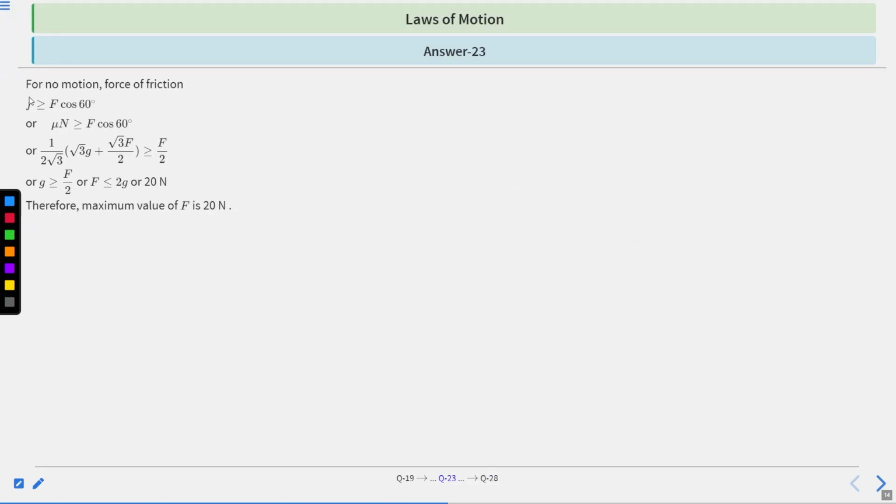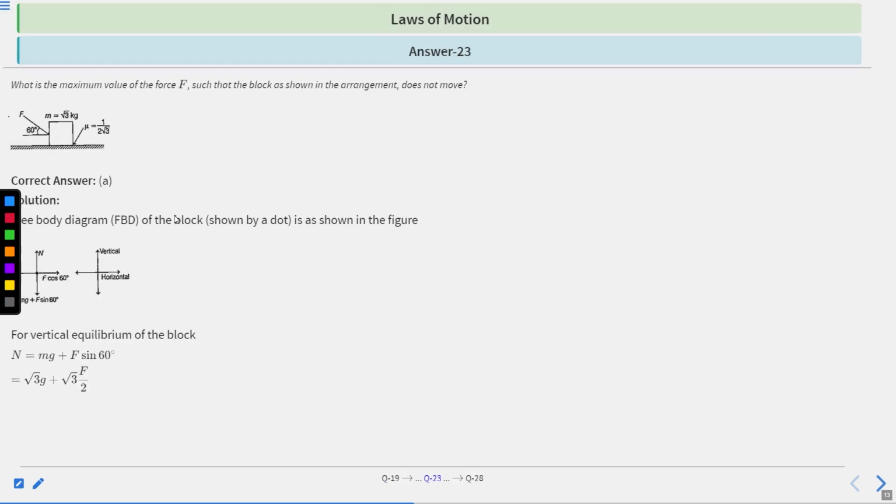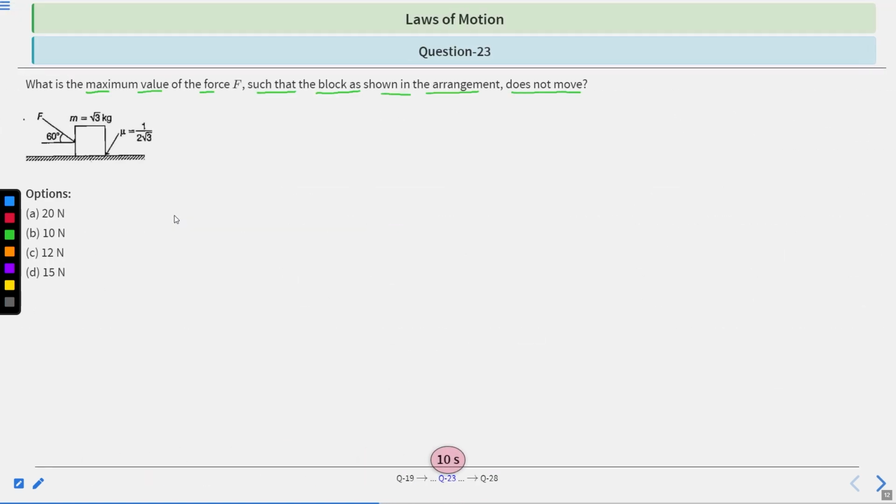For no motion, the force of friction must be greater than or equal to F cos 60 degree, or mu N is greater than or equal to F cos 60 degree. Solving the numerical terms, the answer will be 20 Newton. So the maximum value of force is 20 Newton. The correct answer is A, 20 Newton.